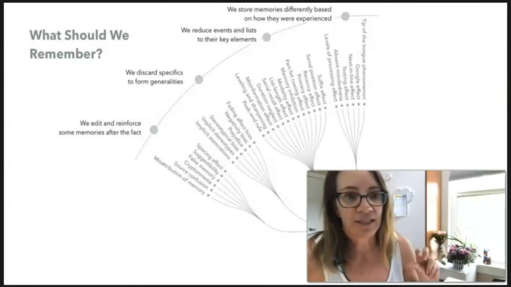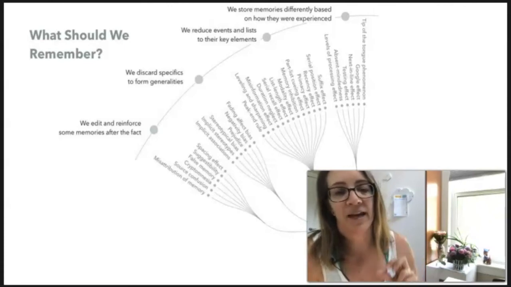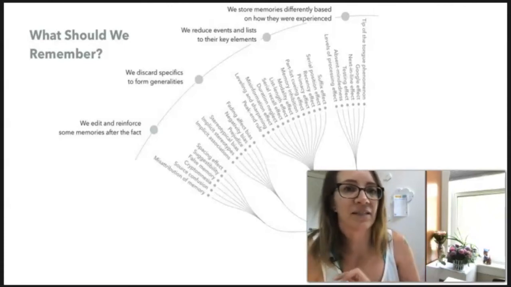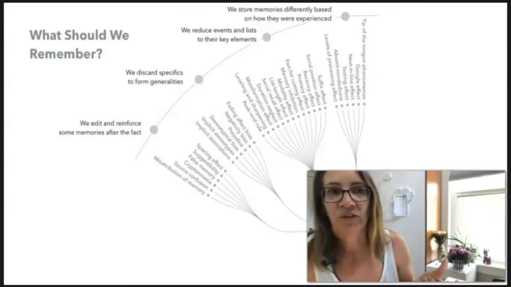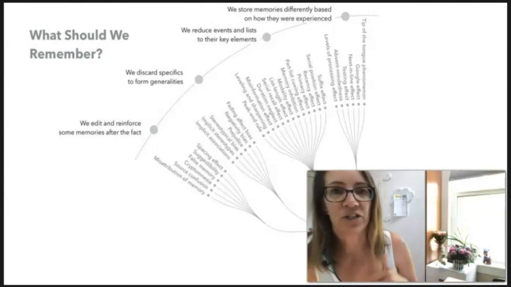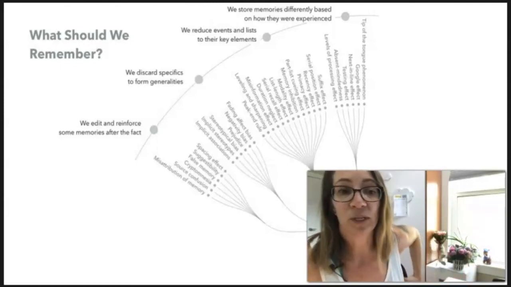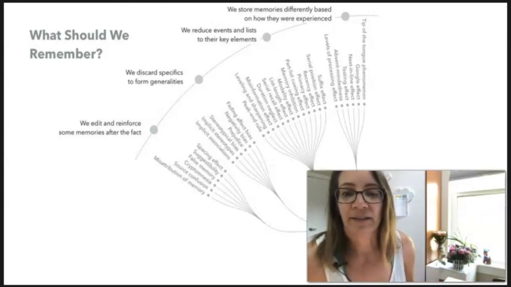One way of doing this is to employ the duration neglect bias. This is a bias that emphasizes shorter events as less important than longer events. So, for example, if you were sick with a cold for a couple of days, you won't remember that nearly as much as you would if you were sick with COVID for 2 weeks at home. Another example is a negativity bias.